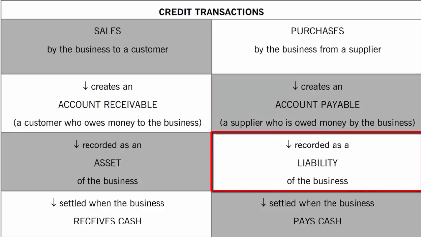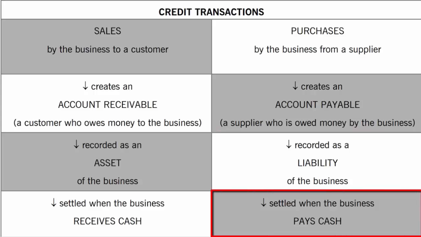3. How is it recorded? In accounting, accounts payable is recorded as a liability. Why? Because it represents money the business is obligated to pay. It's a debt. 4. When is it settled? This account is settled when the business pays the supplier. At that point, the cash decreases and the accounts payable is removed from the books.